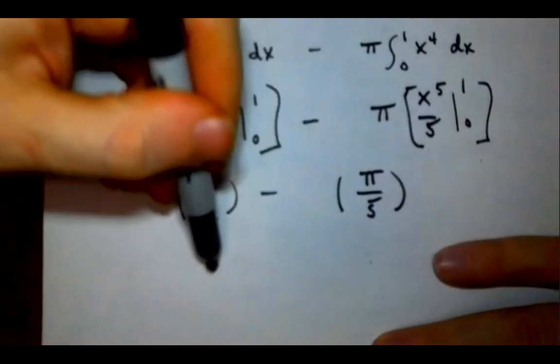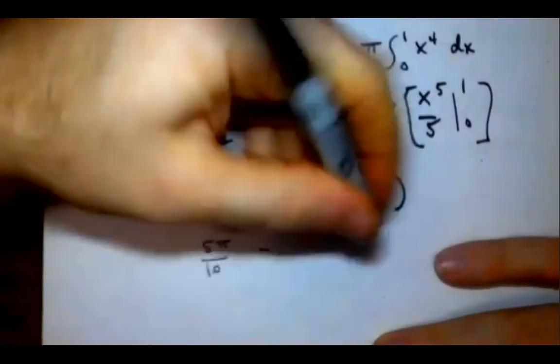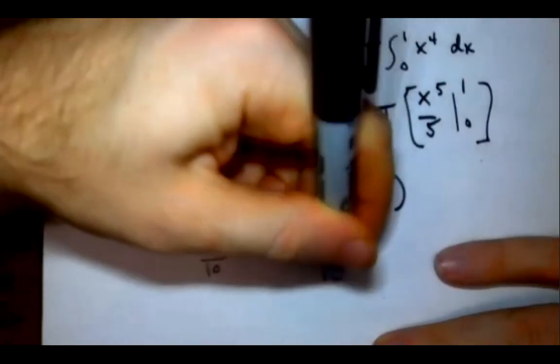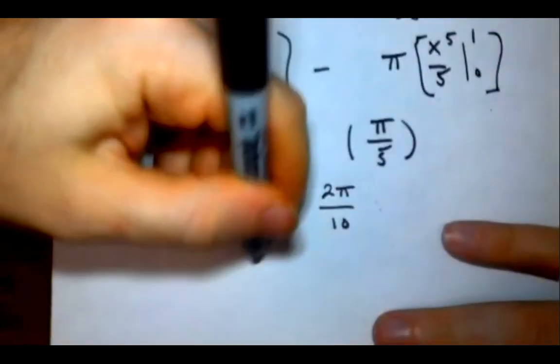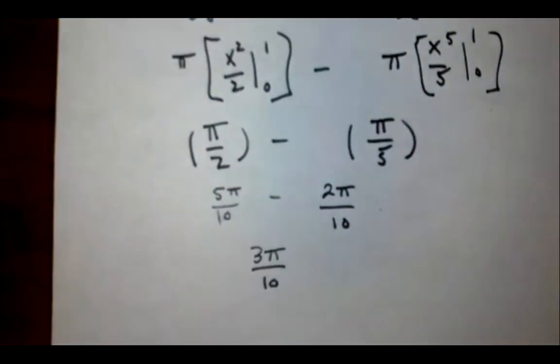And then if we were to put this into an answer, we could put these both over 10. So that would be 5 pi over 10 minus 2 pi over 10. And the correct answer to this problem was, in fact, 3 pi over 10.